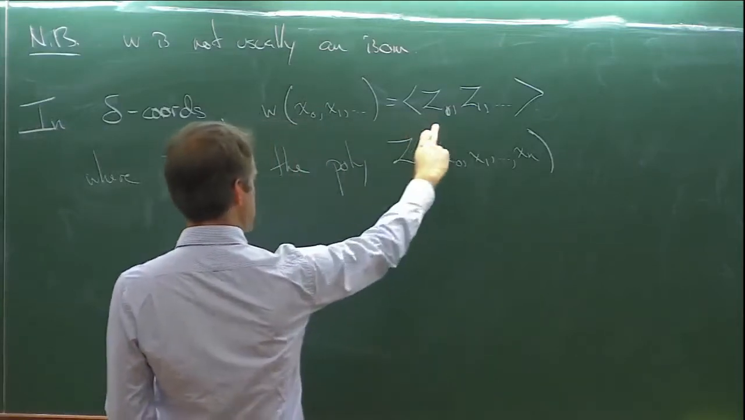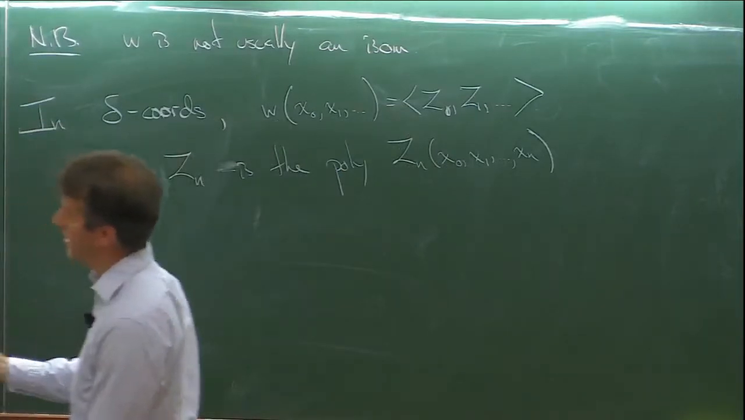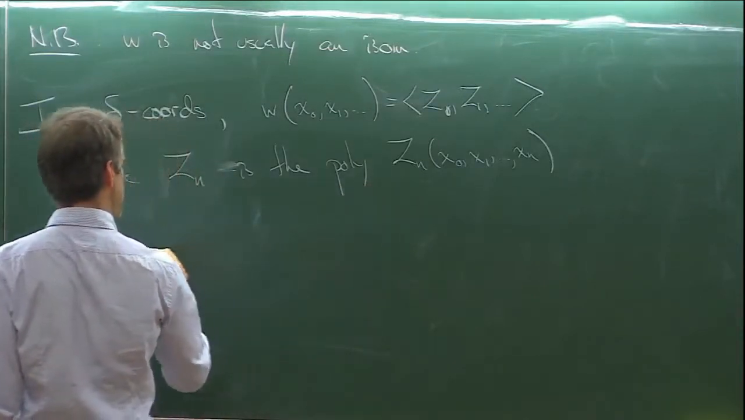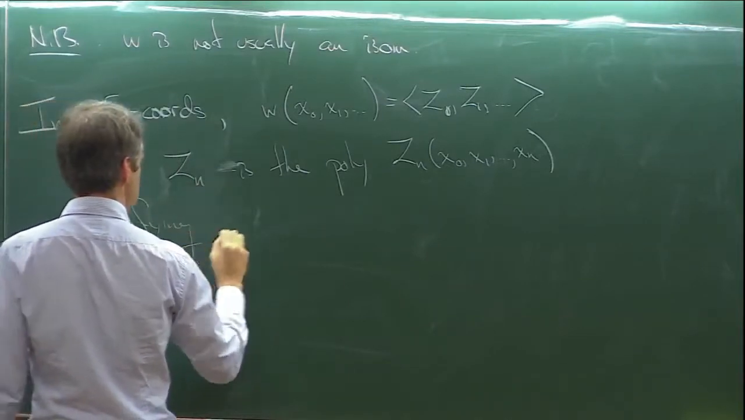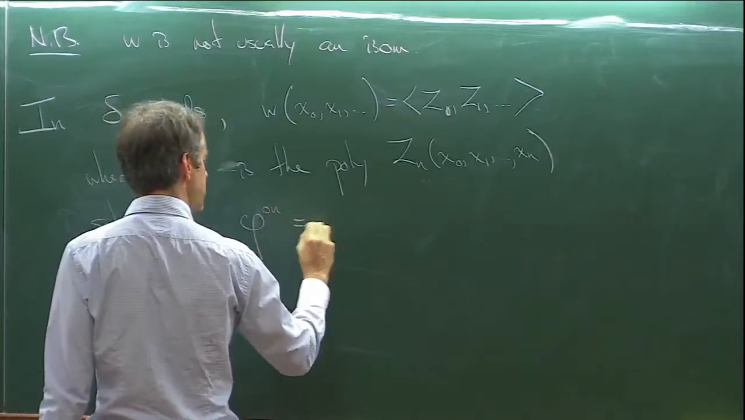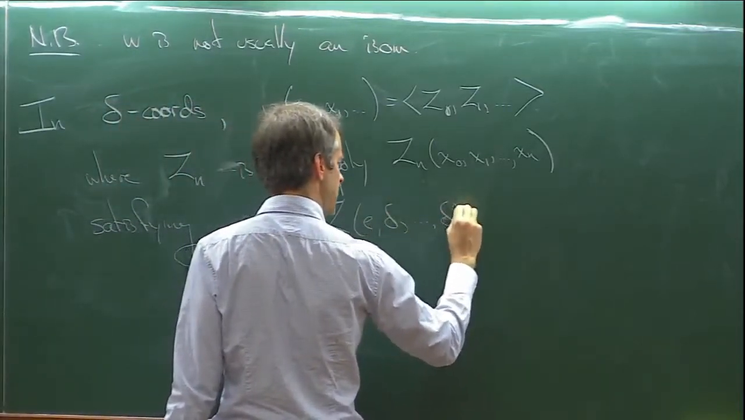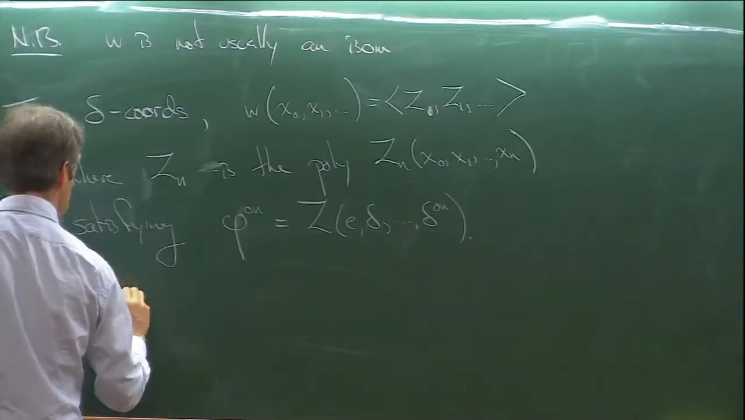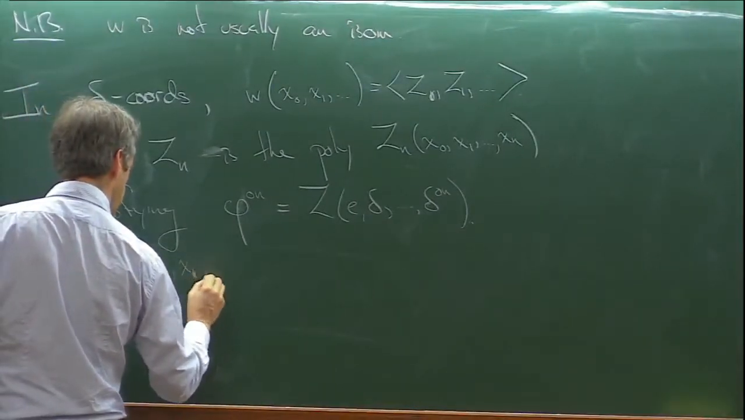Okay, so Z just encodes how to describe what the iterates of phi are in terms of the deltas. So it is the polynomial Zn satisfying: phi composed with itself n times is Zn of E comma delta comma delta composed with 2, up to delta composed with n. So for example, W of, I'll do the first components 0 through 2.